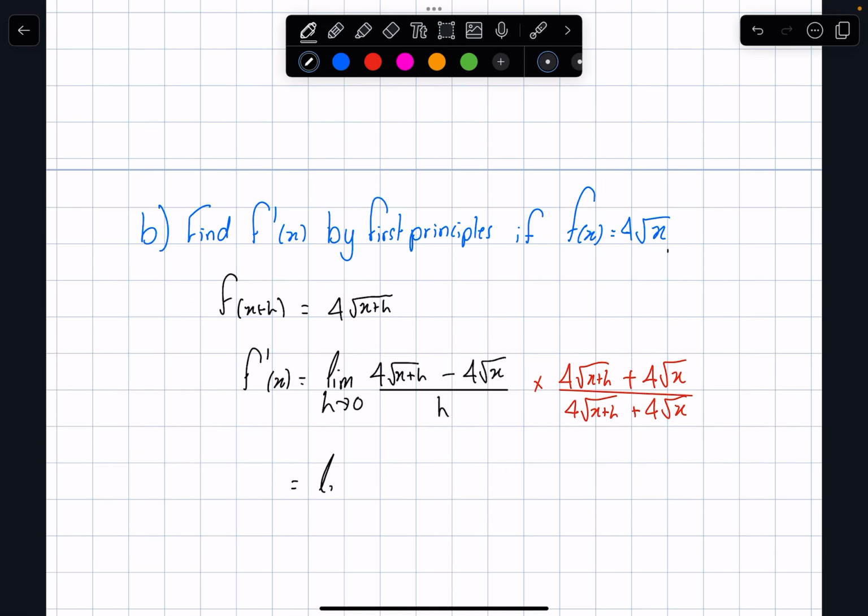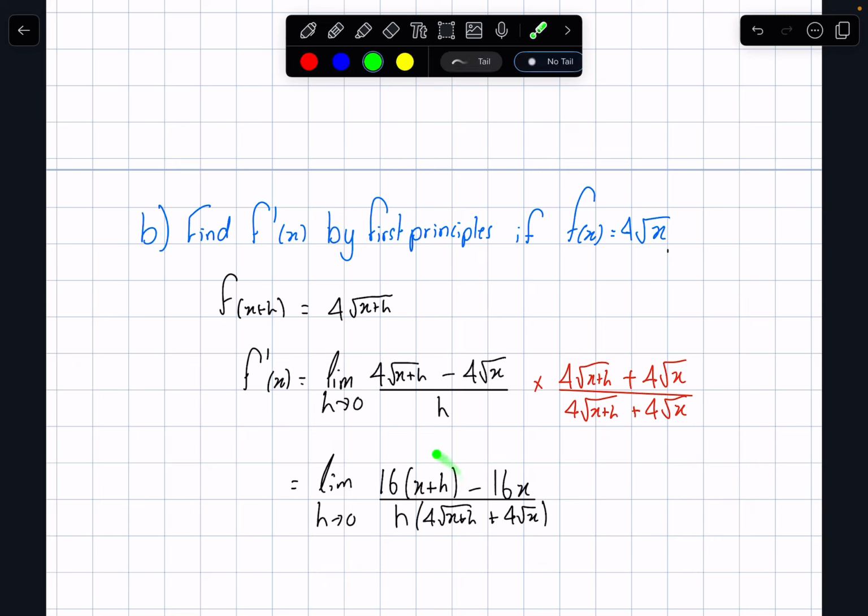So I'm going to square the first term. So that means I've got 4 squared, which is 16. And then the square root of x plus h squared is just x plus h, minus 16x. So squaring that term as well. All over h. And then that's just going to be multiplied by all of this stuff here. And I'm going to leave it in its factorized form. And you'll see why in a moment. So 4 root x plus h plus 4 root x.